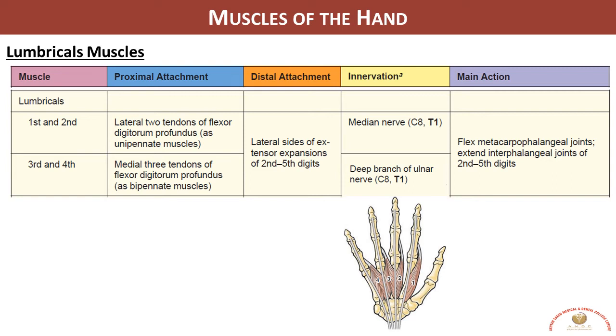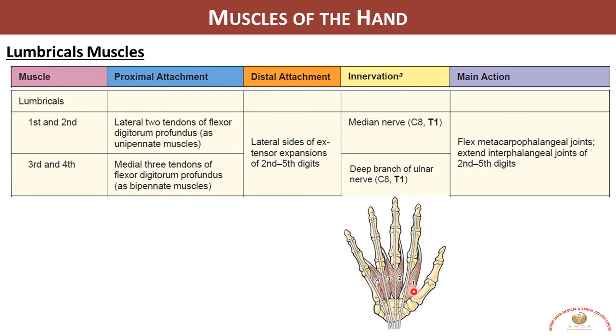Now I'm going to tell you about the lumbrical muscles. The lumbricals are four in number, four slender muscles. They are named lumbricals because of their worm-like appearance. You can see here these are the lumbricals, 1, 2, 3, 4. They look like worms. The lumbricals flex the fingers at the metacarpophalangeal joints and extend the interphalangeal joints.